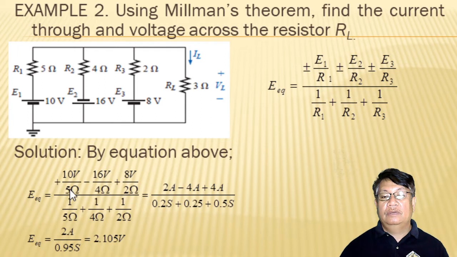Then that is over 5, the internal resistance of voltage source 1. Now take note in voltage source 2, because the connection is subtractive, we have this minus here. So our current here is negative, because the direction now is from positive to negative. So we have minus 16 volts divided by 4 ohms. That is our equivalent current here.